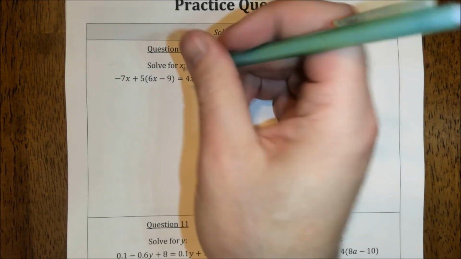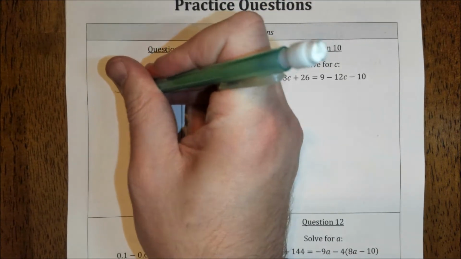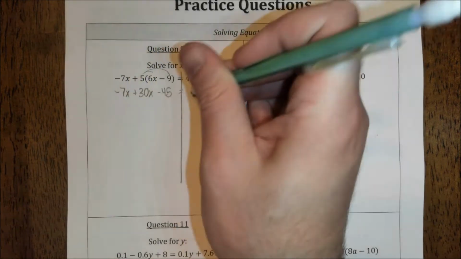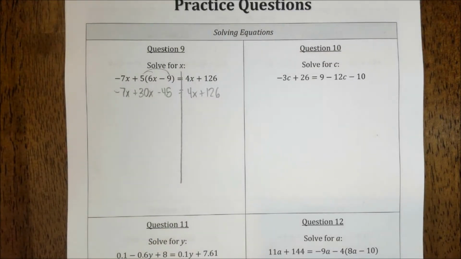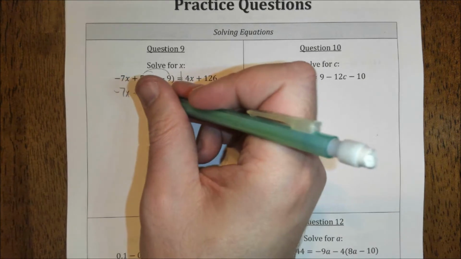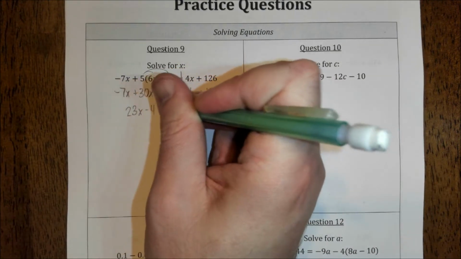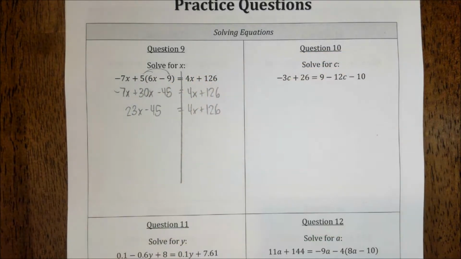Question 9. Solve for x. The first thing we need to do is distribute this 5. So we get negative 7x plus 30x minus 45 equals 4x plus 126. After we distribute, next thing we need to do is combine like terms. Over here we have a 30x minus a 7x, that's going to be 23x minus 45 equals 4x plus 126.